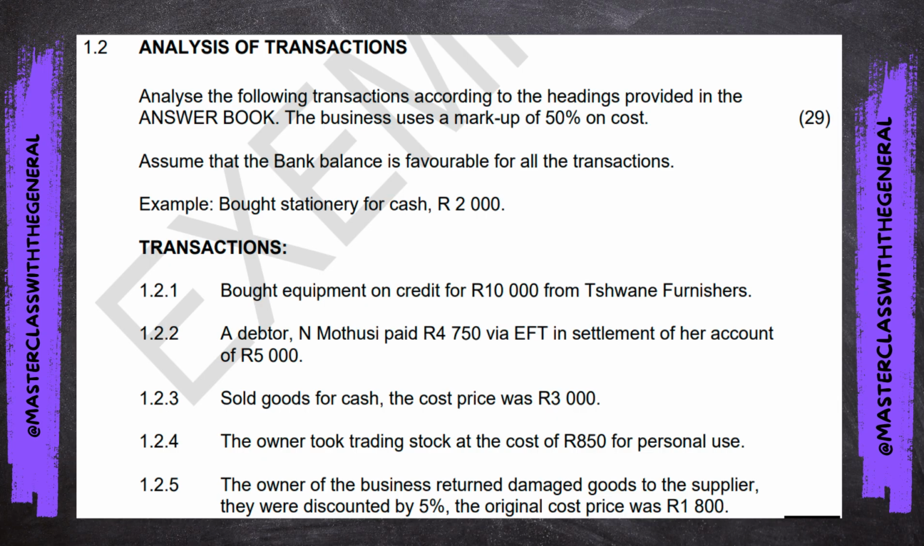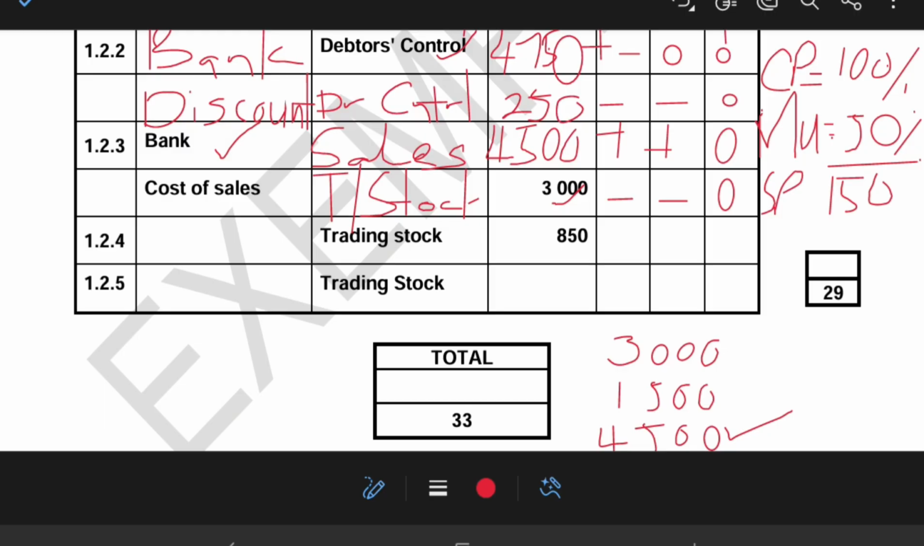The owner took trading stock at the cost of 850 for personal use. So we ask the same questions, where and why. We can see the owner there. The owner means it's drawings. And then he took trading stock, so trading stock account is involved. Now, trading stock has been taken at the cost of 850 for personal use. So trading stock has decreased. And how do we show a decrease in an asset like trading stock? We show it by crediting it. Hence, you see trading stock is the account credited here.